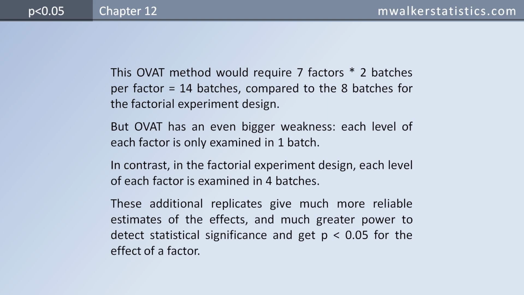But OVAT has an even bigger weakness. Each level of each factor is only examined in 1 batch. In contrast, in the factorial experiment design, each level of each factor is examined in 4 batches. These additional replicates give much more reliable estimates of the effects and much greater power to detect statistical significance and get p less than 0.05 for the effect of a factor.